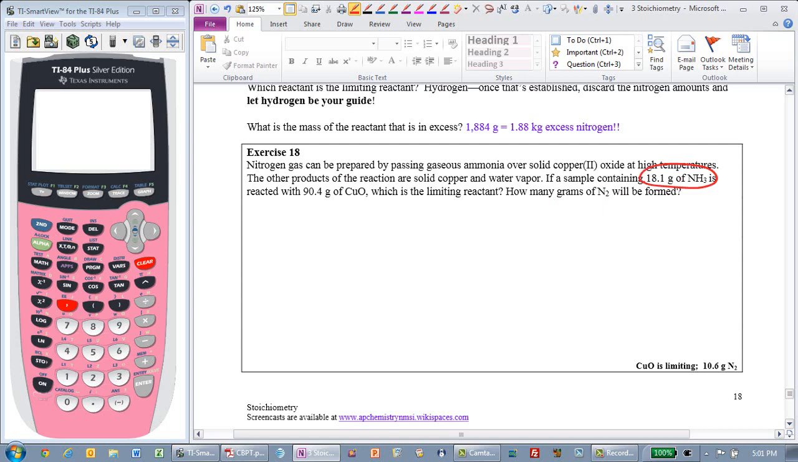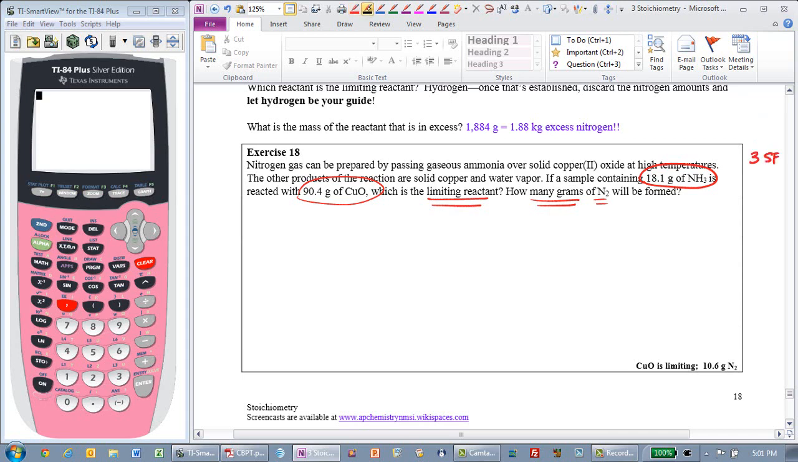You don't want to reread this whole paragraph and try to find that value again. And it's reacted with 90.4 grams of CuO. Which is the limiting reactant, and how many grams of N2 will be formed? All right, how many sig figs do you see? 3 is correct. So I'm going to go ahead and write myself a little note, get in the habit of doing it: 3 sig figs.